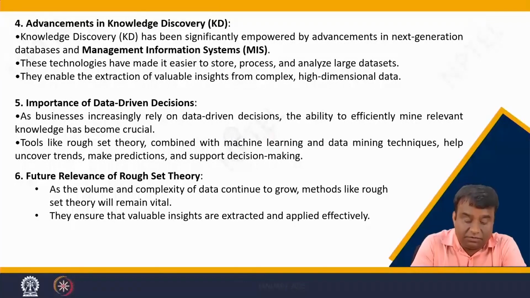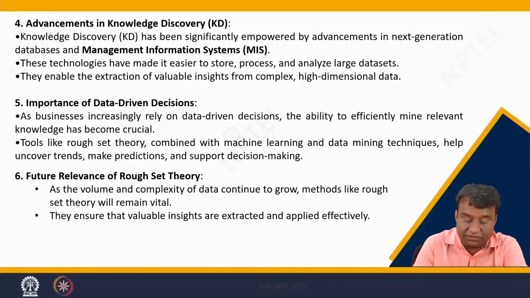Advancement in knowledge discovery. Knowledge discovery has been significantly helped by advancement in next generation databases and management information systems. These technologies have made it easier to store, process, and analyze large data sets. They enable the extraction of valuable insight from complex, high-dimensional data. Importance of data-driven decisions. As businesses increasingly rely on data-driven decisions, the ability to efficiently mine relevant knowledge becomes crucial. Tools like rough set theory combined with machine learning and data mining techniques help uncover trends, prediction and support decision making.